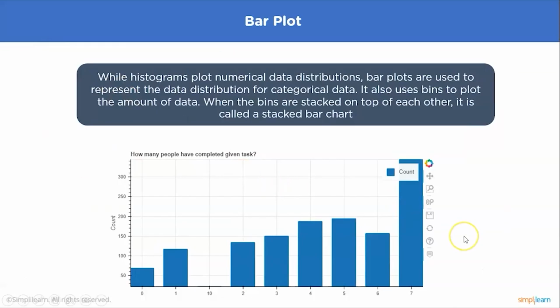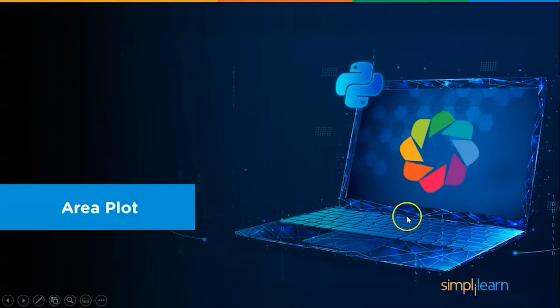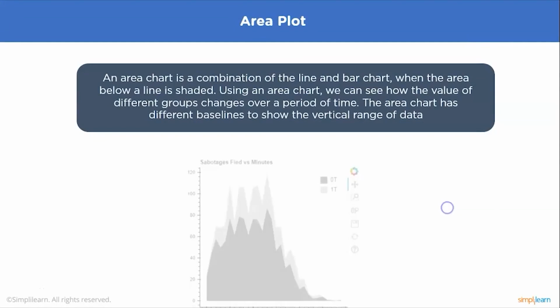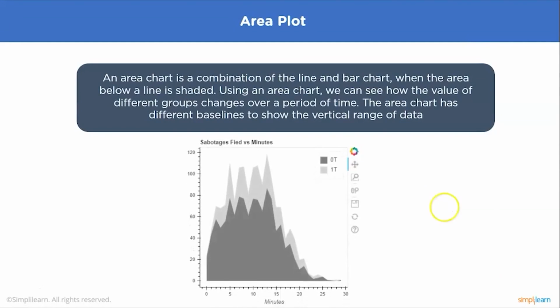So we've taken a look at how we can plot bar charts and the various types of bar charts that are available to us in Python Bokeh. Now let's take a look at area plots. Area plots are a combination of the line and the bar chart, where the area below a line is shaded. Using an area chart, we can see how the values of different groups change over a period of time. The area chart has different baselines to show the vertical range of data.